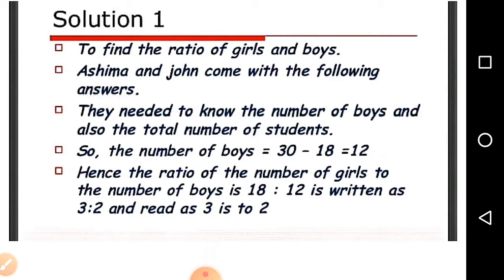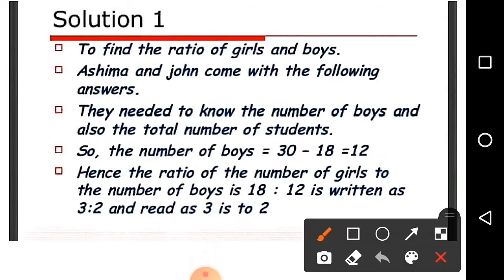So the number of boys will be 30 minus 18. So they will get the number of boys. They have to subtract from 18. Okay, total students are 30 and minus girls means minus 18. So they will get 12. So 12 will be the number of boys.